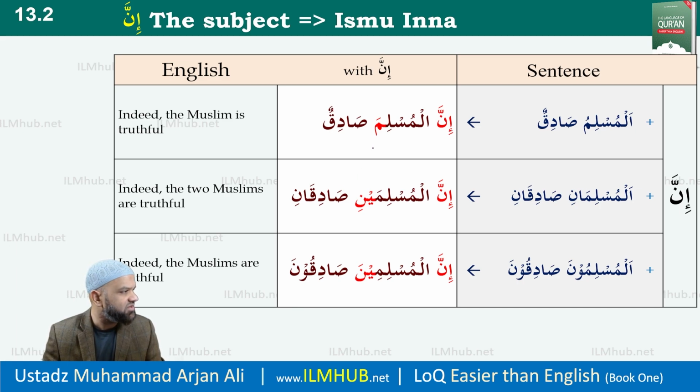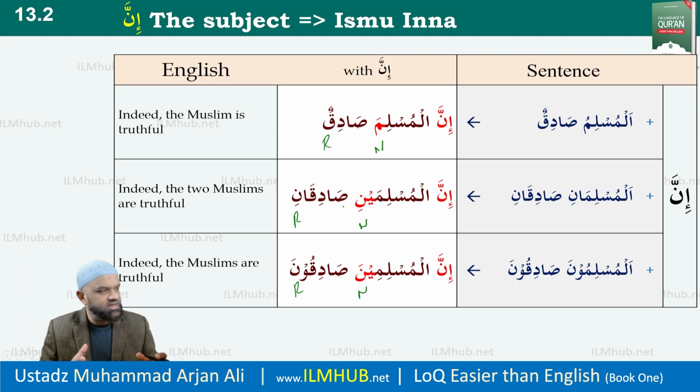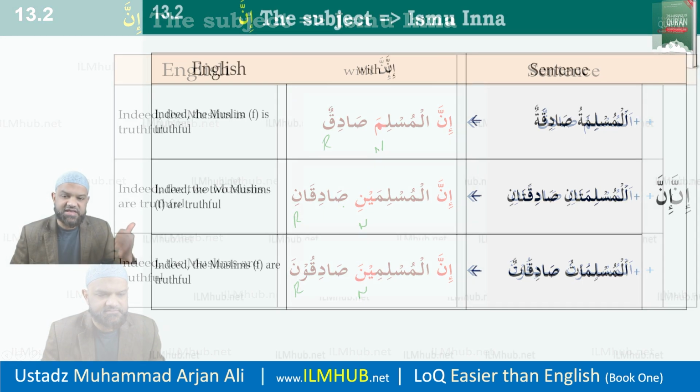Again, I hope this is not difficult for you now to recognize that the ismu inna is nasab in all three examples, and of course the khabaru inna is marfu. Again, if you've forgotten the endings here, please revise lesson number 4 when we did the singular, dual and plural in some more detail. Another set for you to practice.